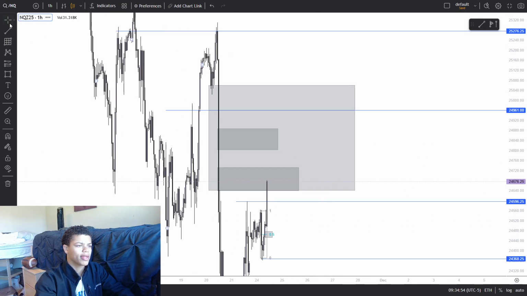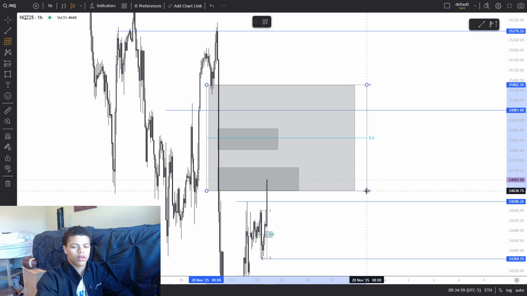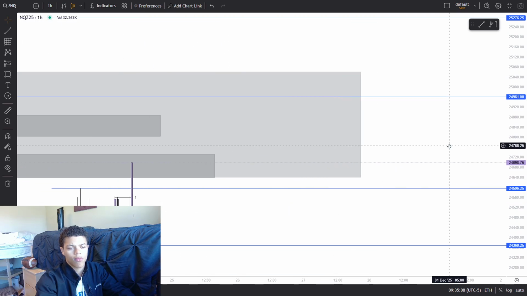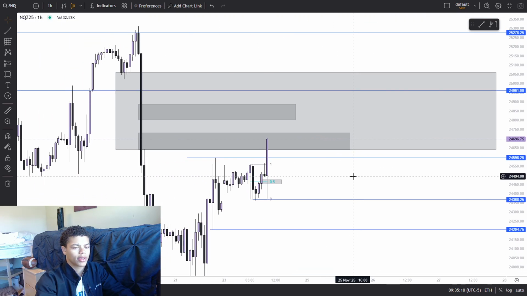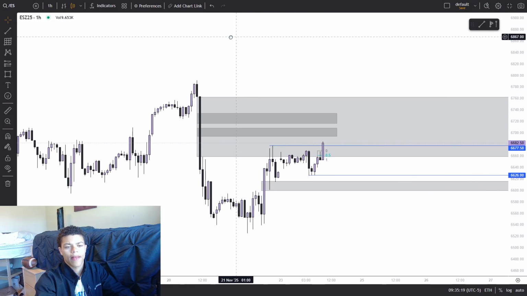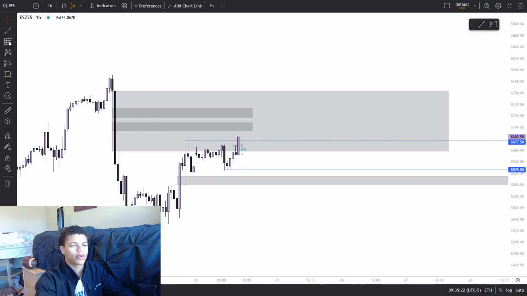We could definitely be tapping this 50 point here on the gap. Definitely can see us tapping this 50 point. Equilibrium of the gap is definitely a place that we can see us having some reversal at. Let's check out equilibrium from this gap. Yep, relatively the same.